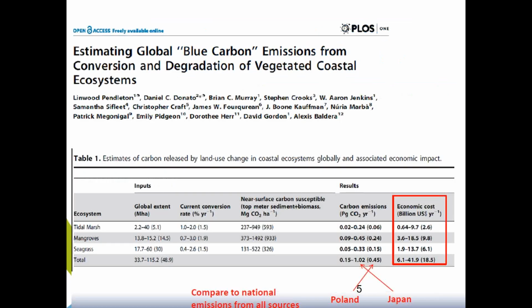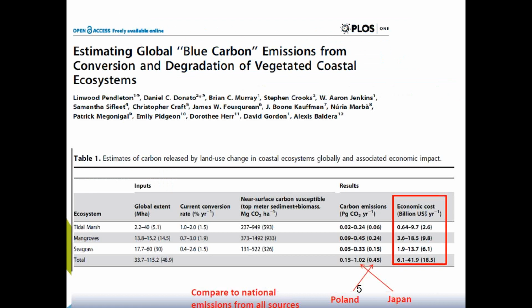A few years ago, this study was published in 2012. A number of scientists came together to estimate the global emissions associated with the loss of coastal wetlands around the world. Many countries destroyed their coastal wetlands many decades ago, but particularly in the tropics right now, conversion of wetlands is progressing at quite a pace.